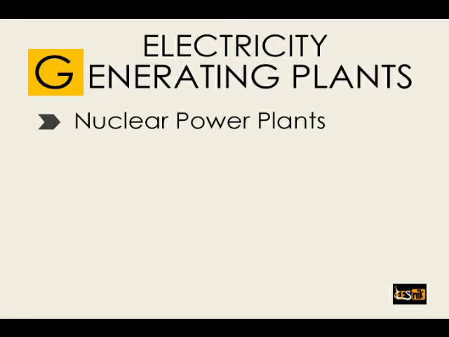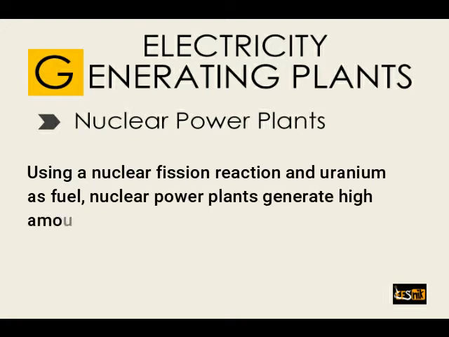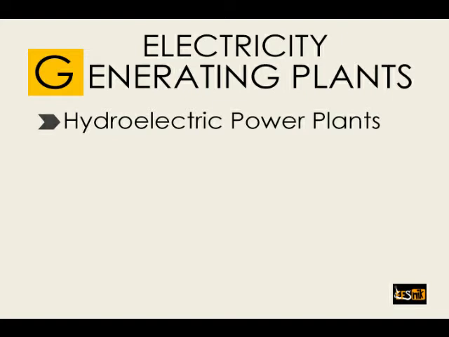Types of electricity generating plants. Nuclear power plants. Using a nuclear fission reaction and uranium as fuel, nuclear power plants generate a high amount of electricity. Nuclear power plants emit low greenhouse gas emissions. The energy is considered environmentally friendly. Nuclear power plants require low quantities of fuel but produce an enormous amount of power, making them particularly efficient once up and running.